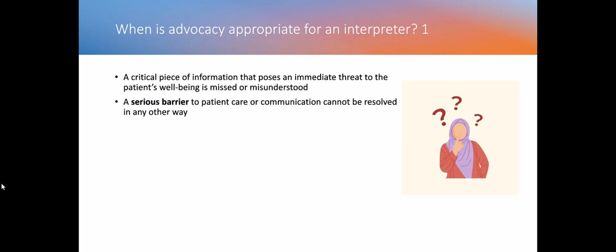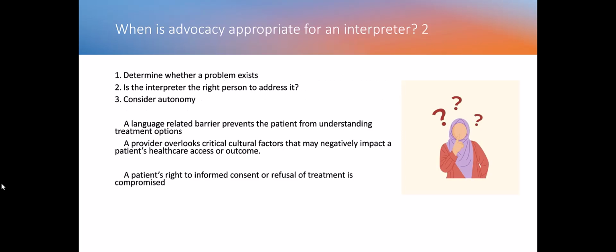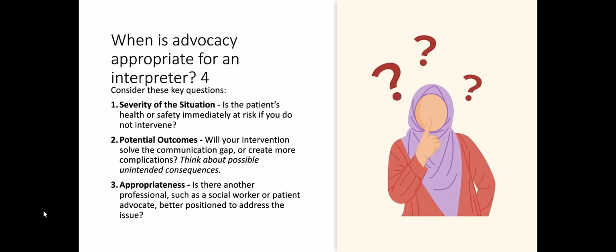Okay, so in the slide, when is advocacy appropriate for an interpreter? Number one, we had described the types of issues that can arise. In the second slide, titled When is Advocacy Appropriate for an Interpreter, we looked at the types of barriers that issues can cause. But to decide to act or not, to advocate or not, ask yourself these questions.